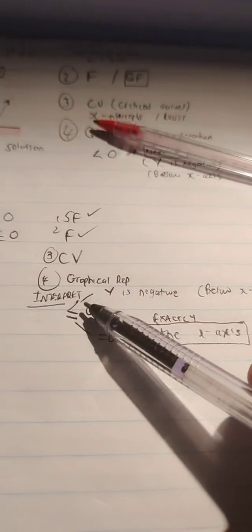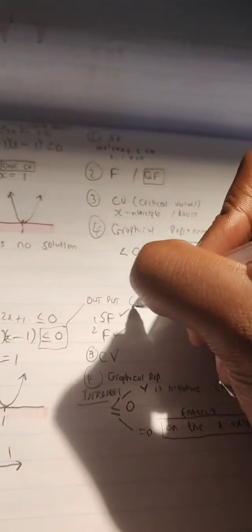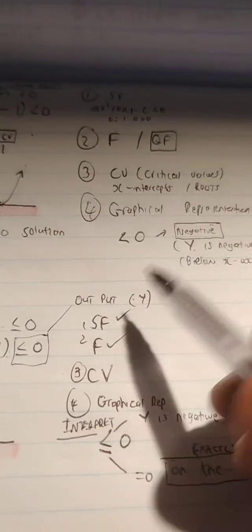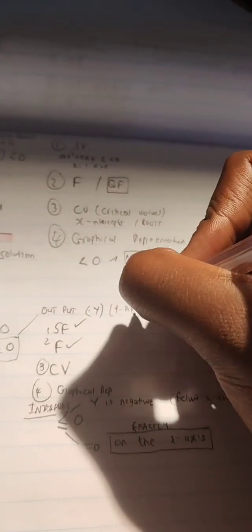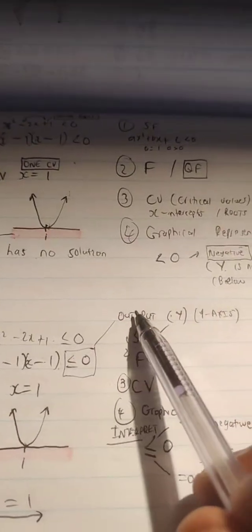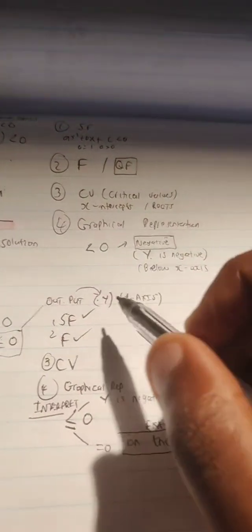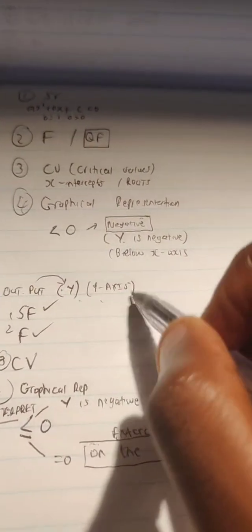Interpreting what less than 0 means. That's where y is negative. Guys, please tune in to what I'm saying. I am saying to you, this part represents the output. Output means y. Y where? On the y-axis. Please listen. This part represents the output. What is output? Output means y. Y where? Y on the y-axis.